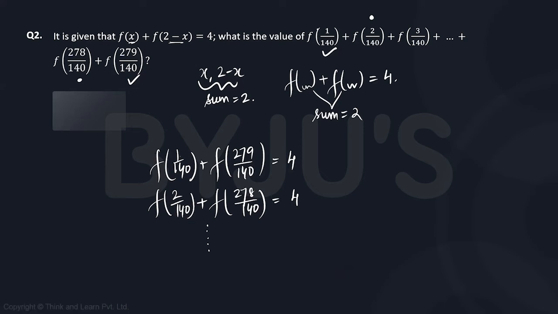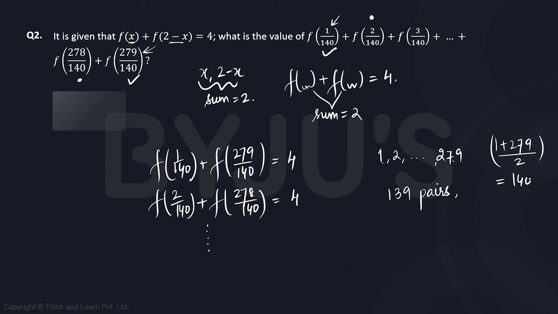That's the question. If you concentrate on the numerators, we have 1 through 279. So 1 through 279 means there are 279's half, which is going to be 139 pairs. And then there is going to be one value, which is just the middle point of 1 and 279. How to find the midpoint of 1 and 279? Simply take the average of 1 and 279. So this will give us 140. So we will have 139 pairs, and one of the functions is going to be f(140/140).